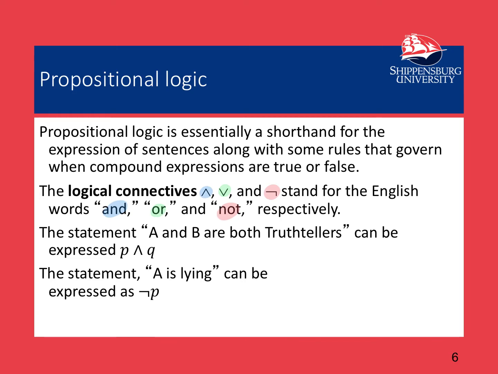So in our puzzle, the statement A and B are truth tellers can be expressed using the symbols P and Q. And you'll notice I read that symbol just as the word and. So P and Q. The statement A is lying would be written this way because A is lying is equivalent to saying it is not the case that P is true. In other words, it is not the case that A is a truth teller. And again, by the rules of the island, that means that A is a liar.